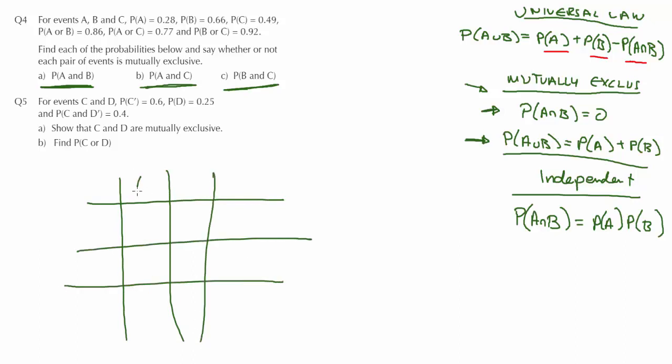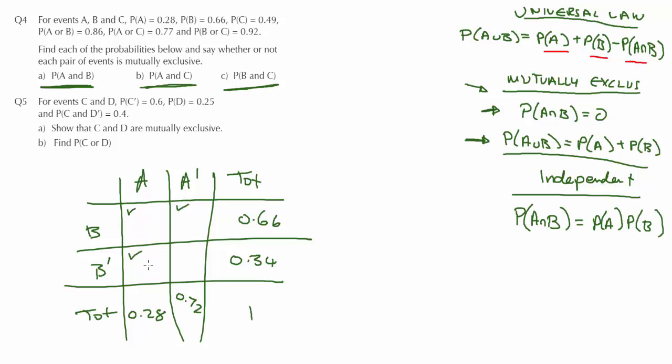I can actually do a two-way table: A, not A, total, B, not B, total. Let's just shove in the information I know. Probability of A is 0.28, which makes this 0.72. The probability of B is 0.66, which makes this one 0.34. And I know the probability of A or B, that means this one and this one, add up to 0.86, which means this is 0.14.